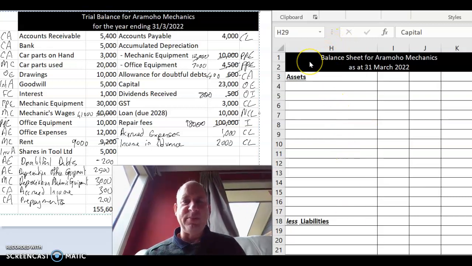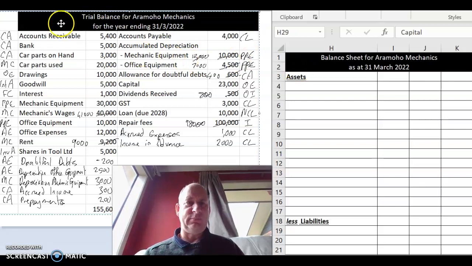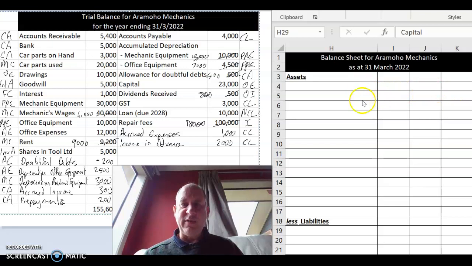So I'd like you to draw up in the top line of your 1B5 balance sheet for Aramoho Mechanics as at the 31st of March 2022, and in the third line down you put assets. Note also that we're going to require 4 columns. First column is larger for the names. Second, third and fourth columns are where we put our figures.